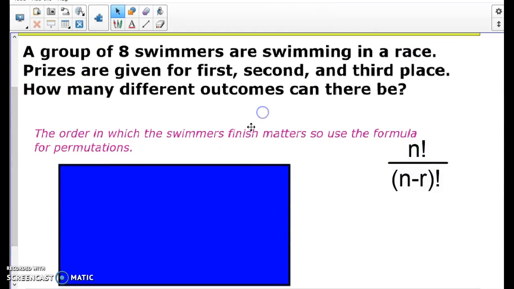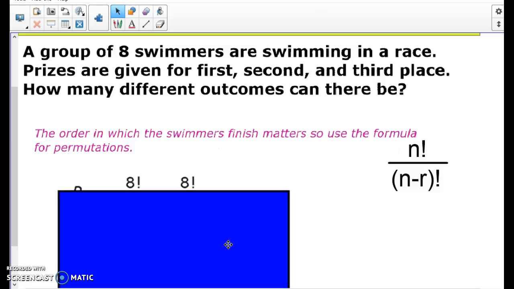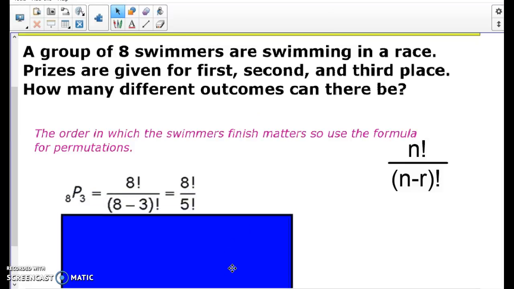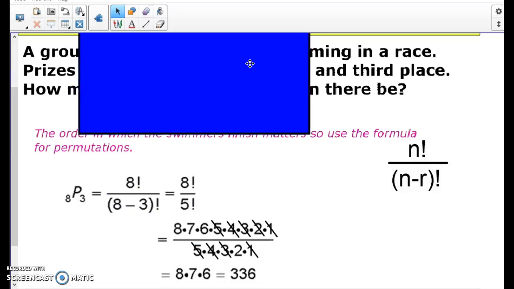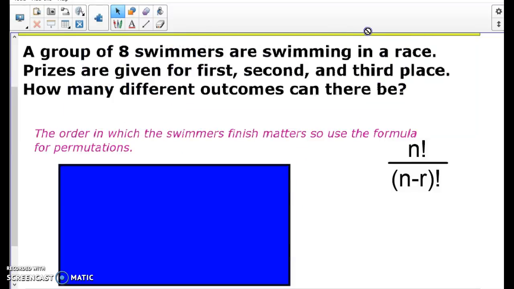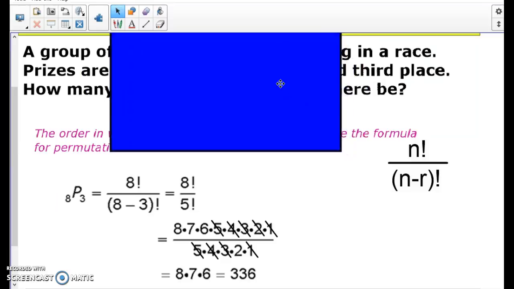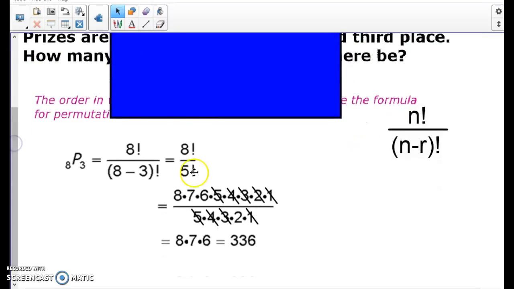So our n, we have 8 swimmers, so 8's going to be on top. And then n minus r. So n is still 8, and we are restricted again to 3 places. We can't give a prize to everybody. So 8 minus 3 is 5. And so again, we're crossing off 5, 4, 3, 2, 1, because those are the ones that are repeating. And then we're left with just 8 times 7 times 6. And so 8 times 7 times 6 is 336.